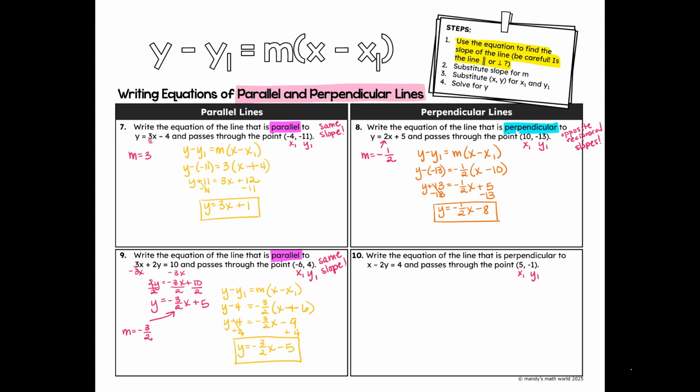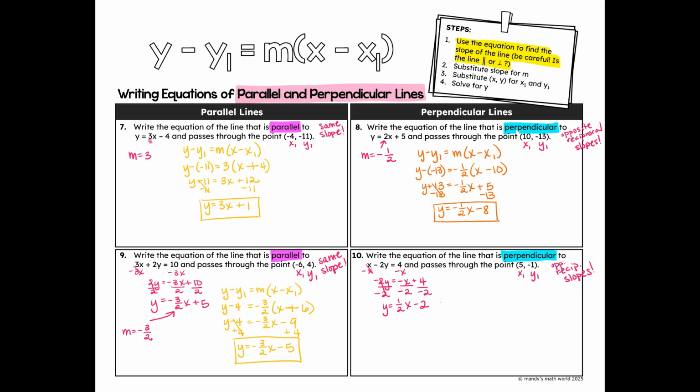Moving on to the next example. It says to write the equation of the line that is perpendicular to x minus 2y equals 4. Perpendicular, opposite reciprocal slopes. We're going to take this equation and we're going to solve for y. We're going to convert it to slope-intercept form of a linear equation. So I'm going to subtract x from both sides. So I get negative 2y equals negative x plus 4.